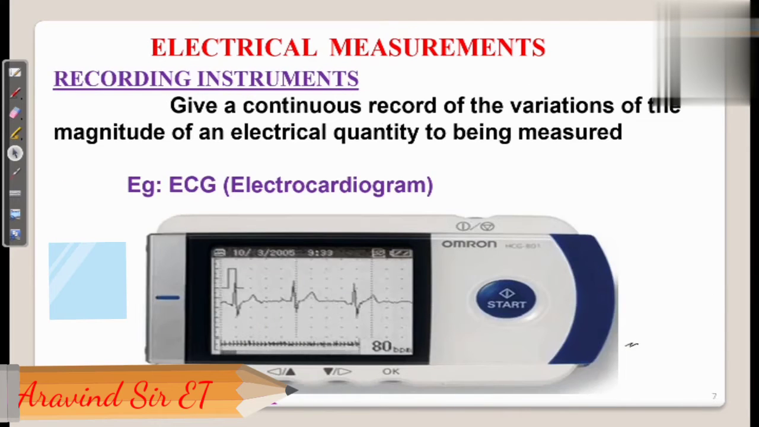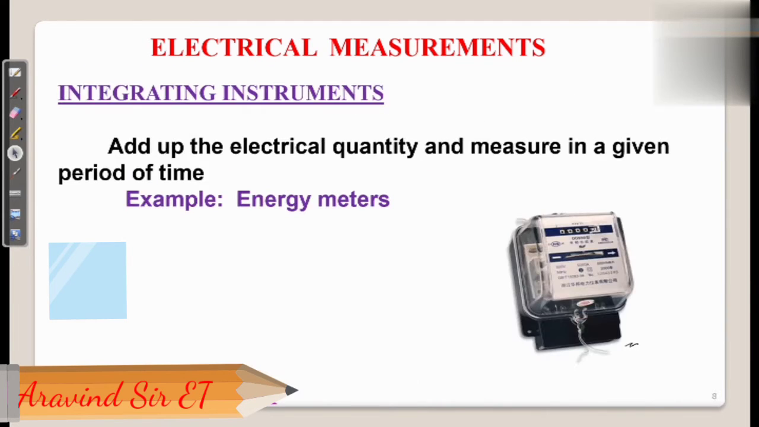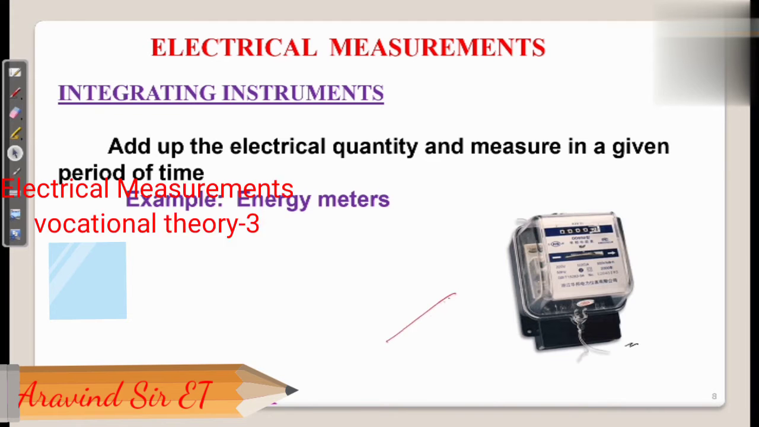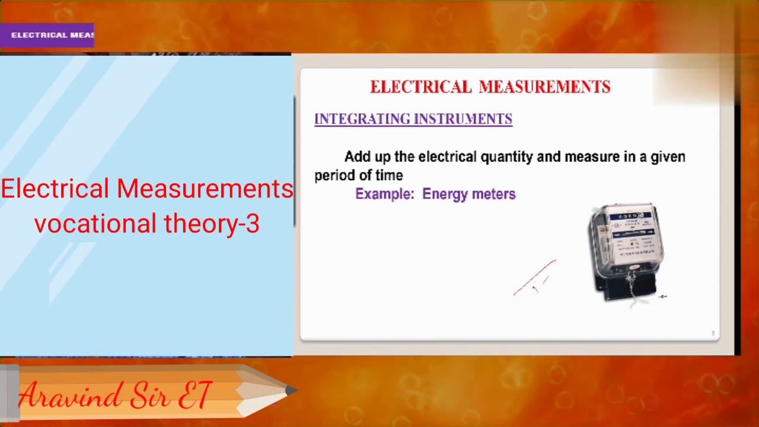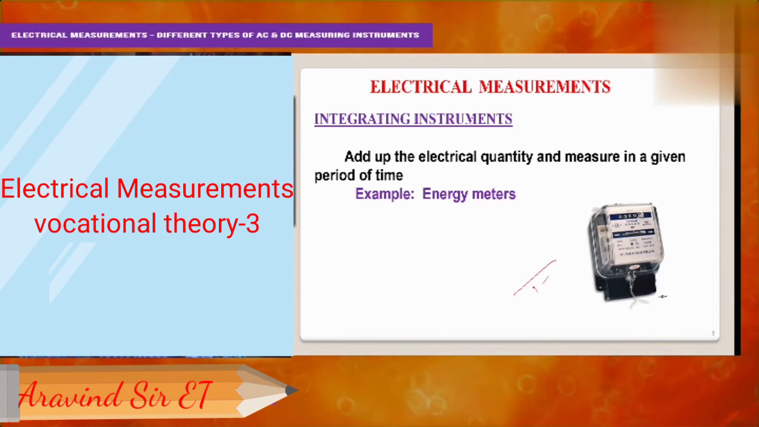Next is the recording instrument. A recording instrument records the quantity at a particular instant of time. The best example for a recording instrument is the ECG. Next is the integrating instrument. An integrating instrument takes a certain period, maybe 1 hour, 2 hours or 3 hours, depending upon the time period. It adds up over that period and gives the value. Such meters we call energy meters.